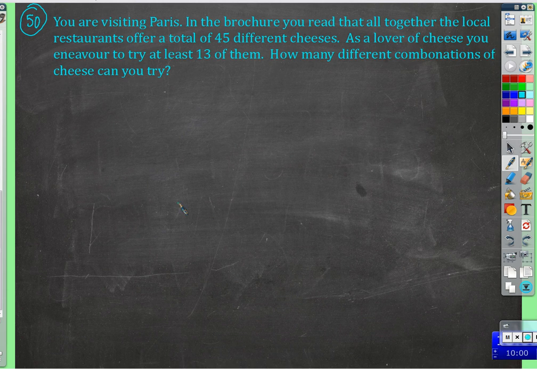All right, so you're in Paris, and they're known for their cheese. So the brochure tells you that in the local restaurants around you, there's 45 different cheeses. As a lover of cheese, you endeavor to try 13 of them. How many different combinations of cheese can you try?